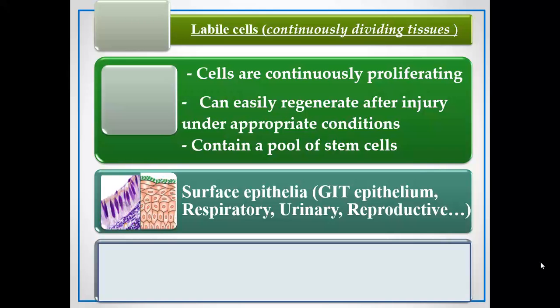Like what? Give examples of these labile cells. The surface epithelium, either of the GIT or the respiratory, urinary, reproductive. All surface epithelium are labile cells, continuously dividing, able to regenerate as long as there is no disruption of the extracellular matrix or basement membrane.